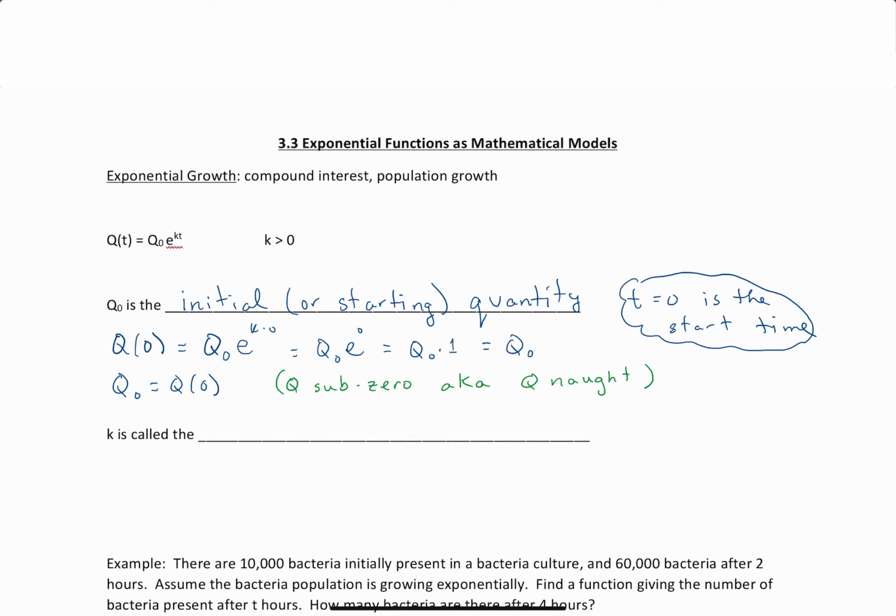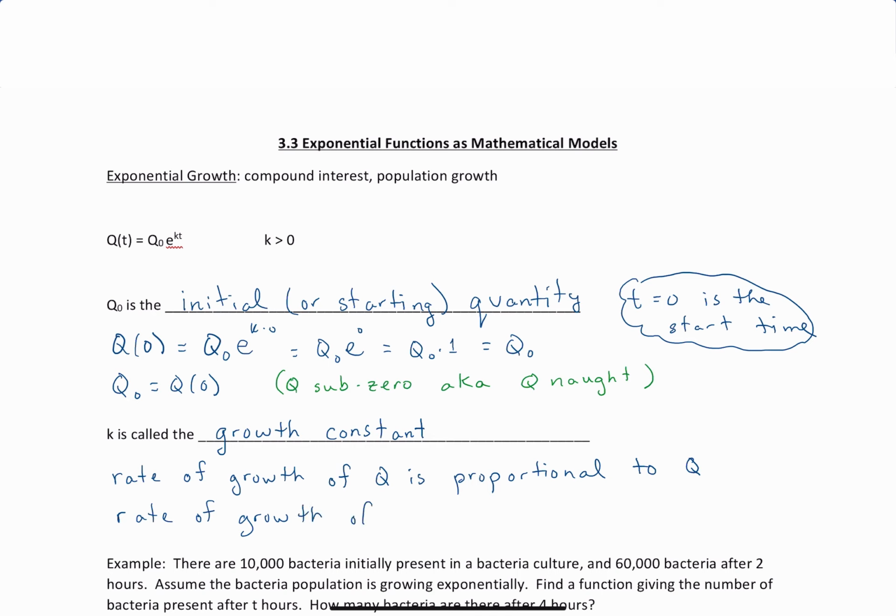Anyway, the other constant in this function is k. k is called the growth constant. And the reason it's called that is the rate of growth of the quantity Q is proportional to Q itself. In other words, the rate of growth of Q is equal to some number times Q itself.